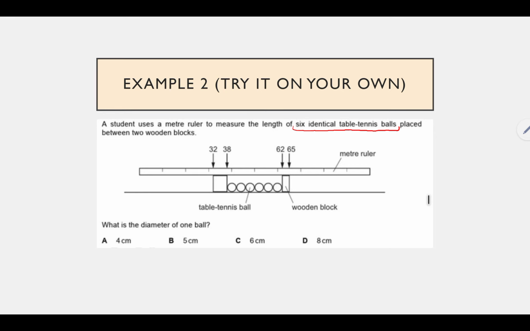A common mistake here is that students simply go, okay, so they want us to start from the starting point to the end point. I'll just subtract, so that's 62 minus 38, which is going to be equal to 24. So the answer is 24 centimeters. Is that right? No. Why not? Because they told you they have 6 of those tennis balls. So what do I need to do? I'll divide this by 6. So what's the diameter of one ball? The answer is going to be 4 centimeters.